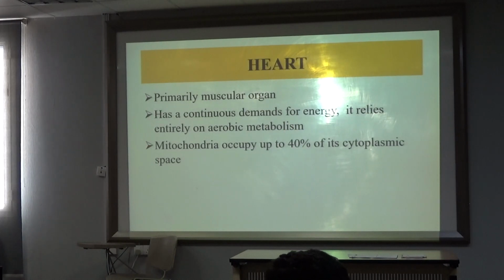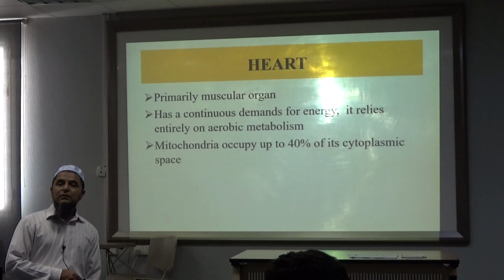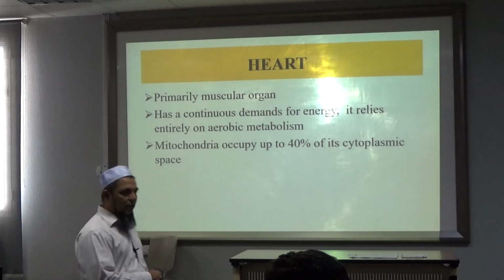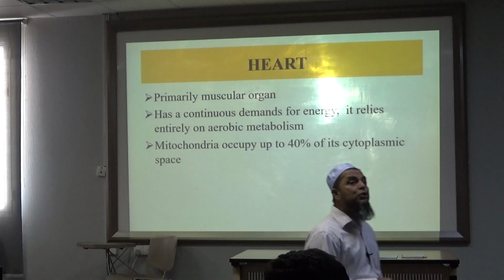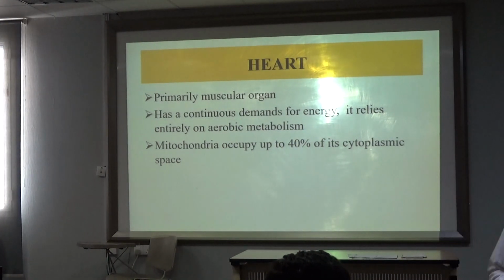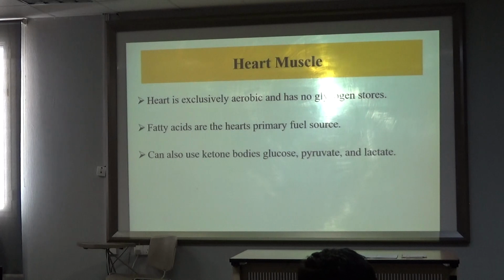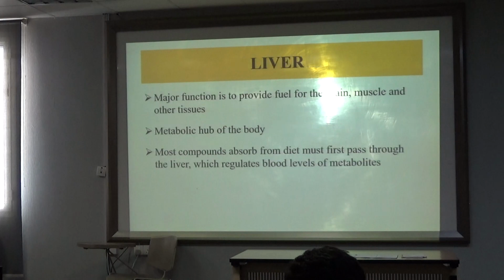The heart, another muscular organ, is highly rich in mitochondria, because it needs quick and continuous supply of energy. Mitochondria occupy 40% of its cytoplasmic space. Heart metabolism is aerobic and it has no glycogen store. Fatty acids are the primary source of fuel, and it can also use some glucose, pyruvate and lactate, and even the ketone bodies.